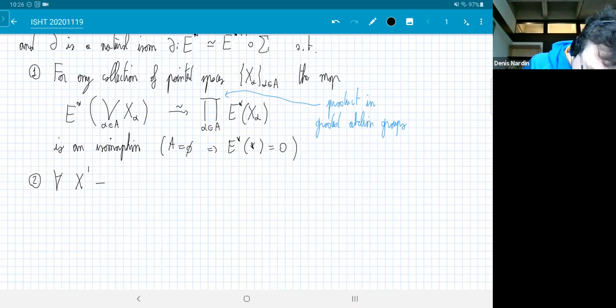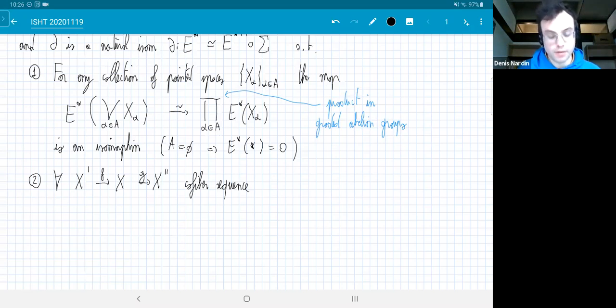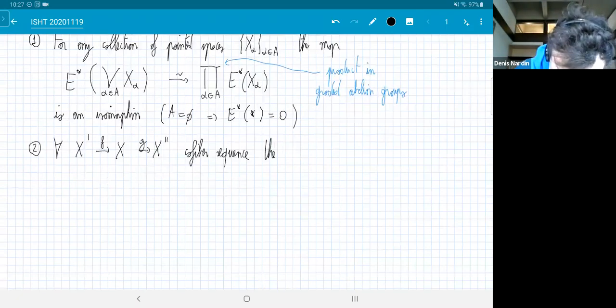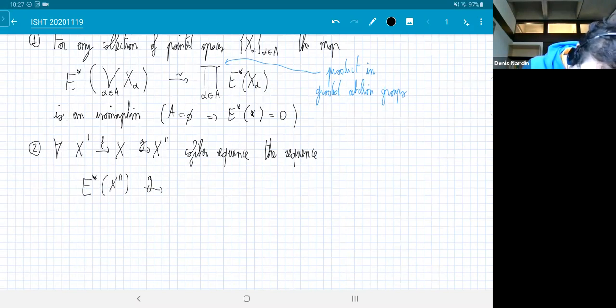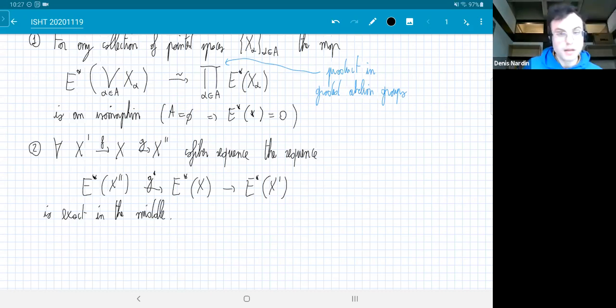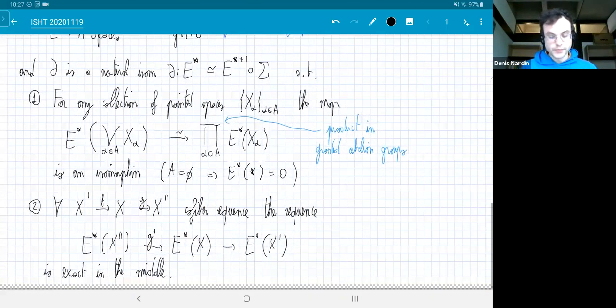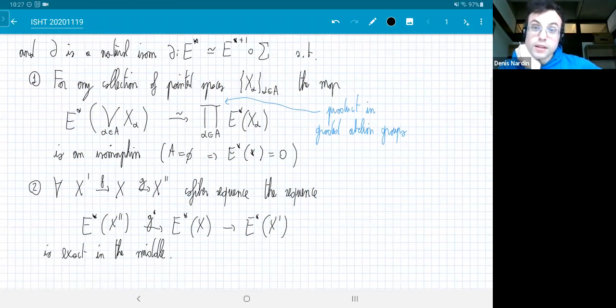So for every cofiber sequence, which remember is given by x prime, f, g, x double prime, and a homotopy, h, a null homotopy of gf with a point, the sequence E upper star of x double prime, g upper star, to E upper star of x, to E upper star of x prime is exact in the middle. Okay. So these are the two conditions.